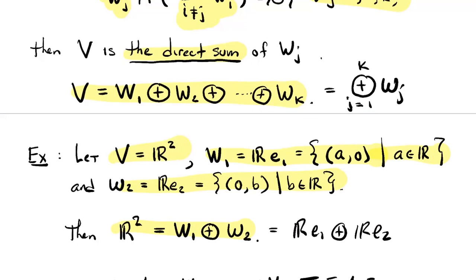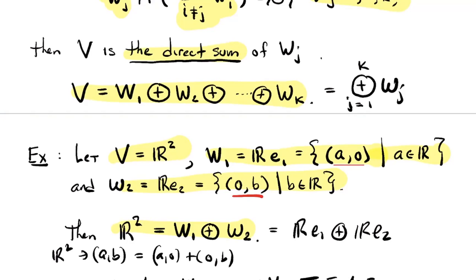Yeah, every vector in R2 looks like something in the first subspace, A comma 0, plus something in the second subspace, 0 comma B, because the sum of those two things is AB. Just saying that any vector in R2 looks like something in that first subset plus something in the second subset.